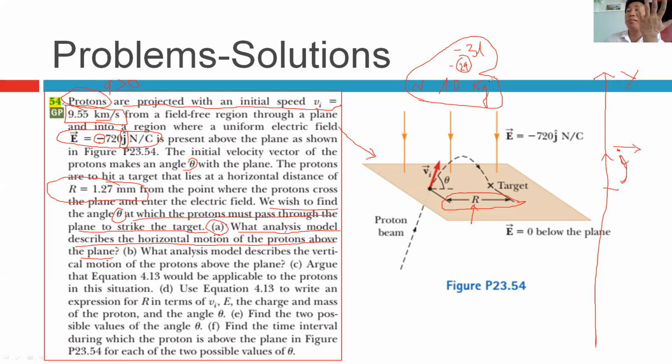This means that the gravity force can be omitted. We don't need to consider the gravity force. So we just need to consider the other force. The force we need to consider in this case is the electric force, right? Because we have an electric field and the proton has a positive charge. So it's easy for you to determine that the electric force is in this direction, right? Because it's, sorry, not in this direction.